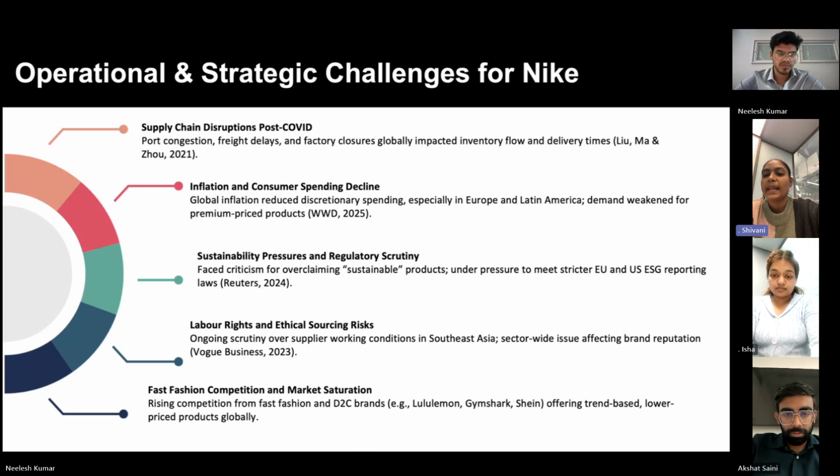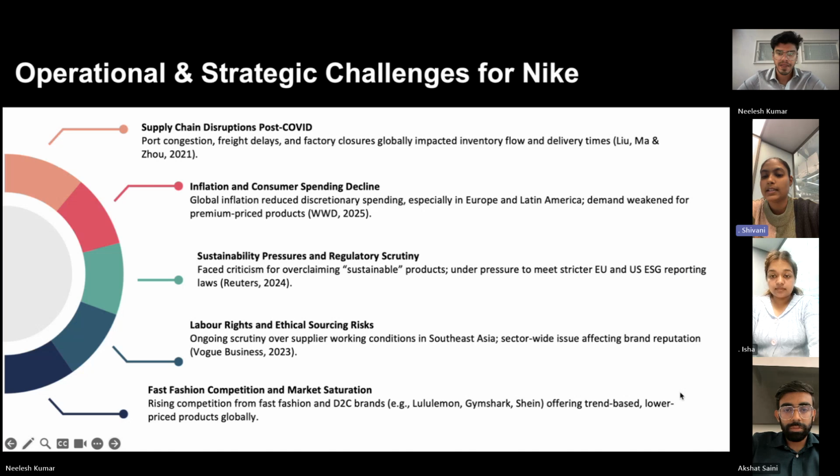First, supply chain disruptions, especially post-COVID, have affected production timetables due to factory shutdowns, port congestion, and shipping delays. Second, global inflation and reduced consumer spending have impacted demand, particularly in Europe and Latin America, making it harder to sell premium products. Third, Nike faced sustainability pressure and regulatory scrutiny with increased expectations around ESG compliance and criticism over greenwashing. Fourth, ongoing labor rights concerns in Southeast Asia continue to affect Nike.